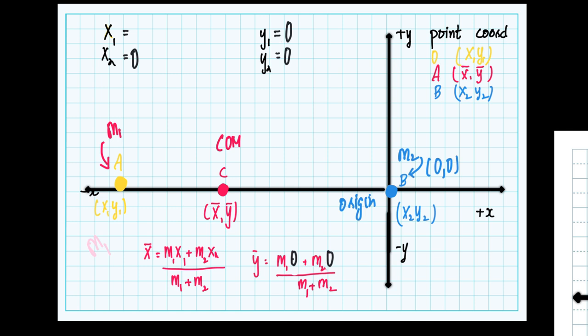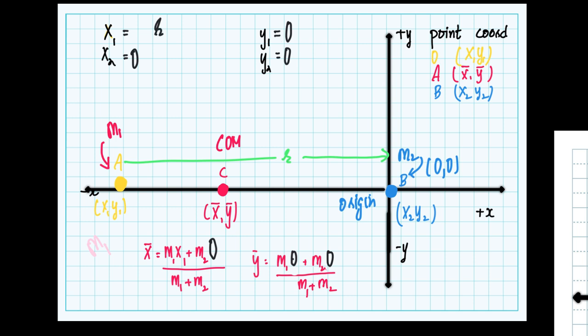y2 is also equal to 0. What is x2? x2 here is 0. I'm really sorry for the technical glitch here. Yeah, okay, 0. But what is x1? See, x1 is this distance, right? Distance AB. We know that the objects are kept at a distance of r from each other, which means the coordinate of A should be equal to r.